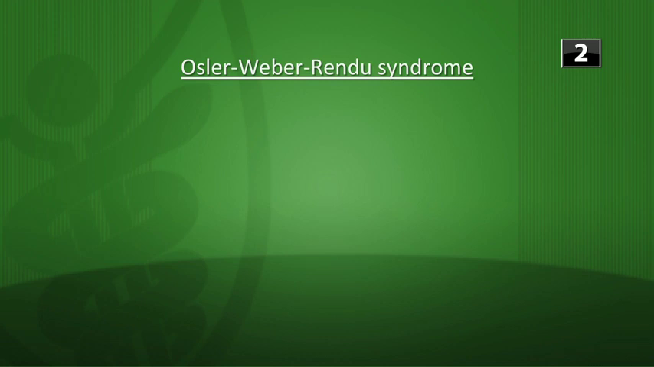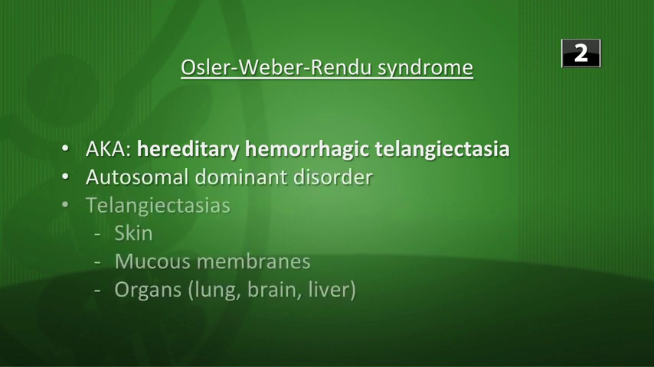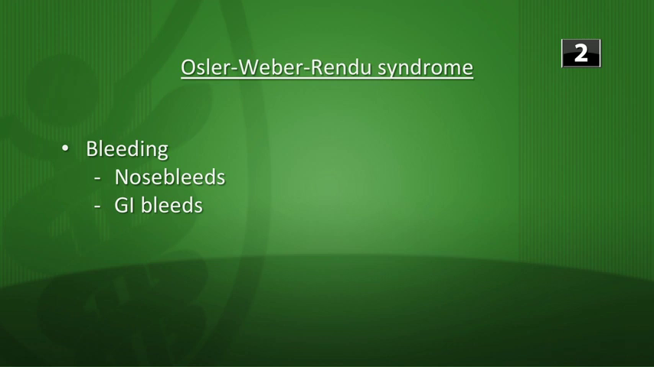Next question, what is Rendu-Osler-Weber syndrome? So this is also maybe referred to as Osler-Weber-Rendu syndrome, depending on whose ego is winning that day, or hereditary hemorrhagic telangiectasia. So it is an autosomal dominant disorder where you have telangiectasias in the skin and mucous membranes and possibly in organs like the lung, the brain, and the liver. And you can have little aneurysms in these telangiectasias as well. So these can actually cause bleeding, especially nosebleeds and GI bleeds. And because of all of these telangiectasias and arteriovenous malformations, the heart has to actually work harder. And ultimately, this will result in high output heart failure.